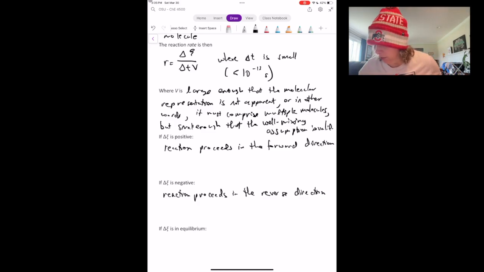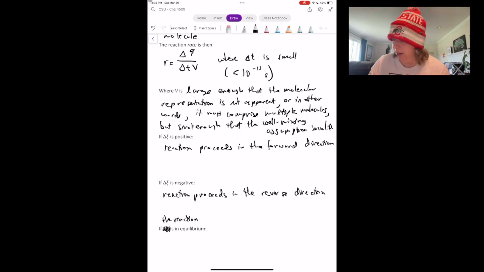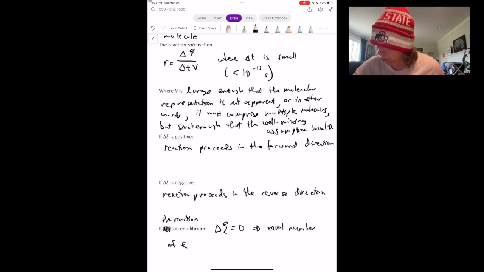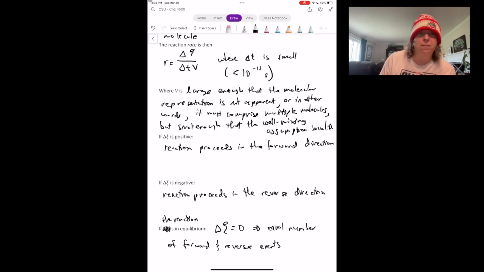If the reaction is in equilibrium, and this is a typo here, we'll say the reaction is in equilibrium, then delta Z is going to be equal to 0. And what this means is that there are an equal number of forward and reverse events. So we'll say this implies equal number of forward and reverse events.